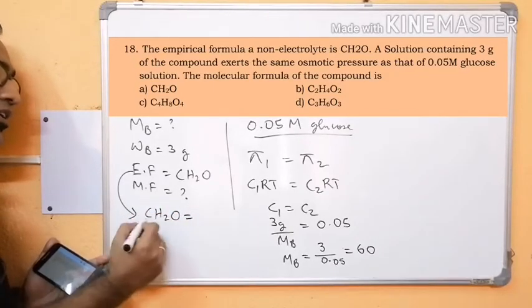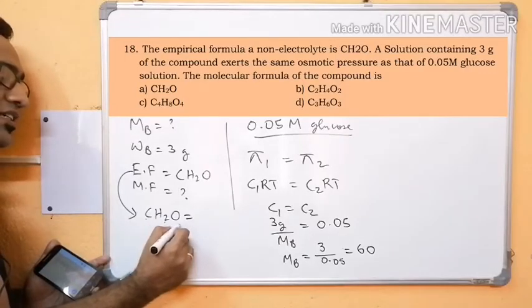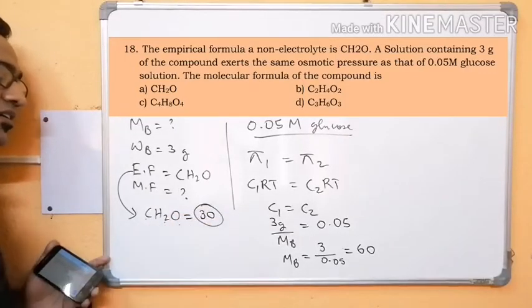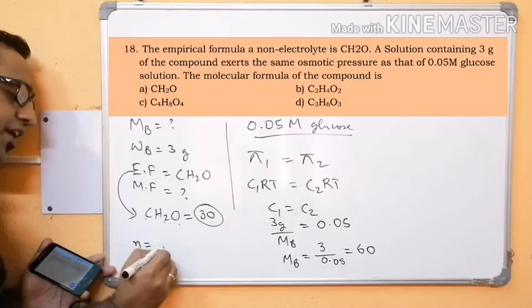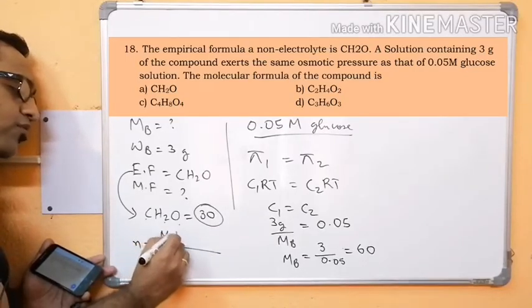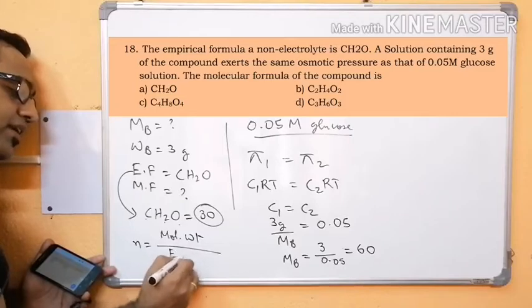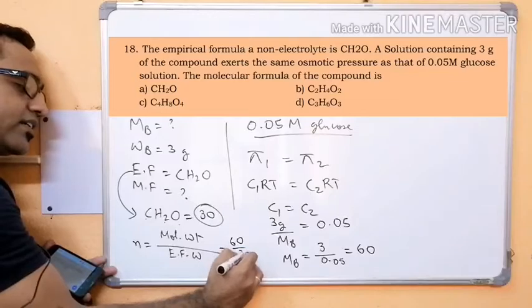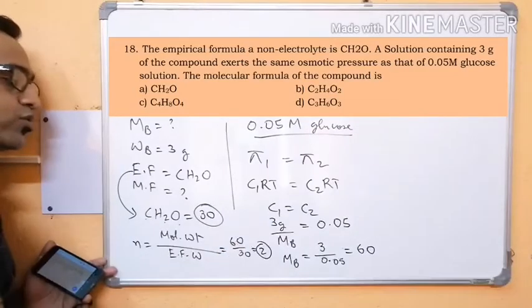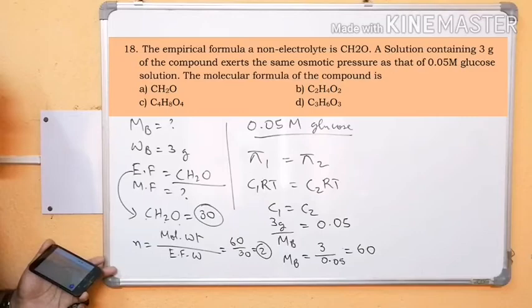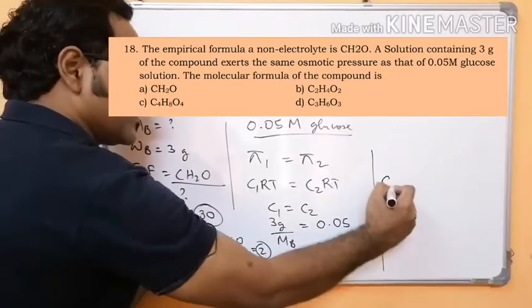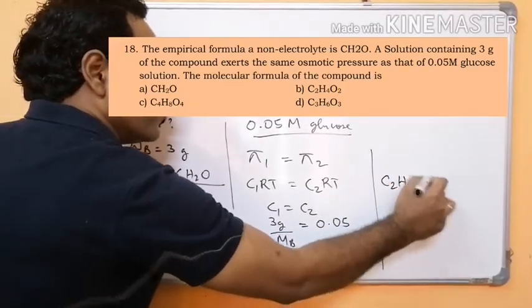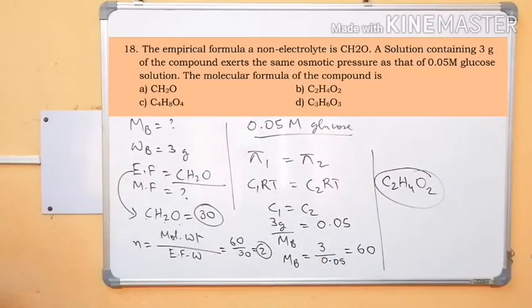CH2O, the weight will be 12 plus 2 is 14, 14 plus 16 is equal to 30. So we have to find out the N factor. N is equal to molecular weight divided by empirical formula weight, and that will be 60 by 30, so it is 2. So multiply this empirical formula with 2, you will get the final answer, and that is C2H4O2. This is the final answer, and option B is the correct option.